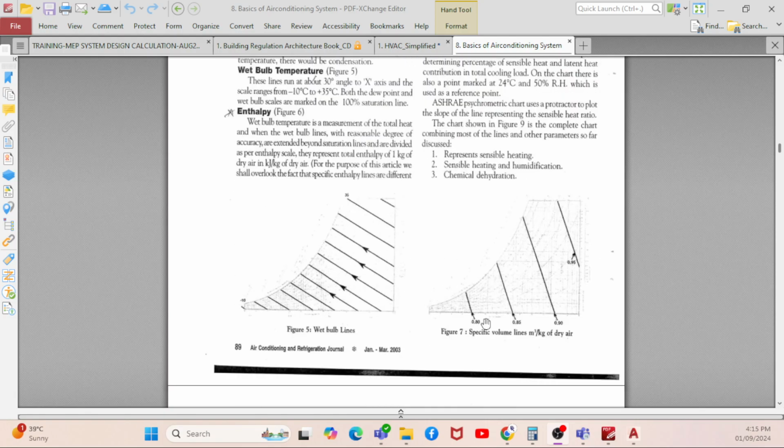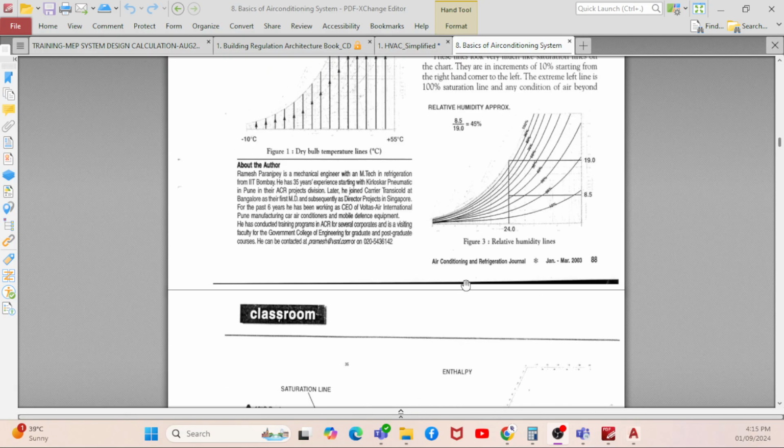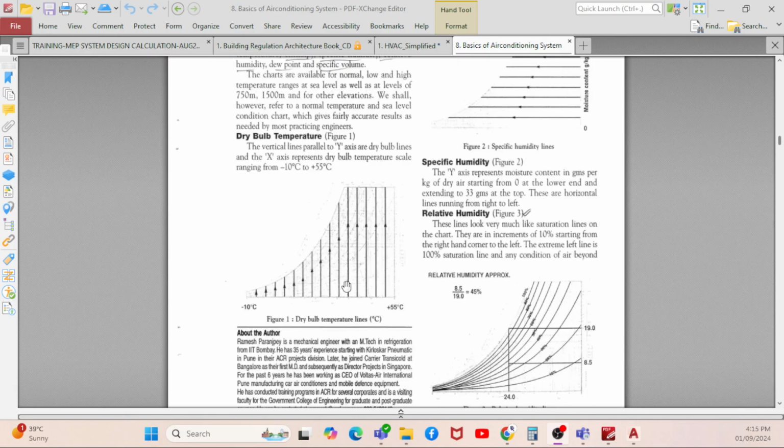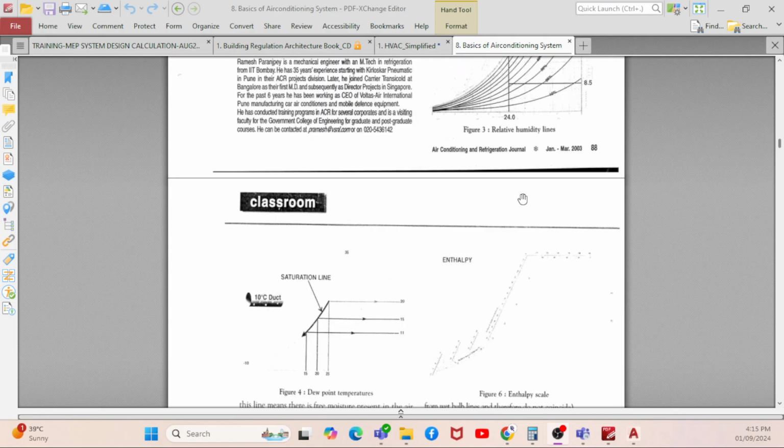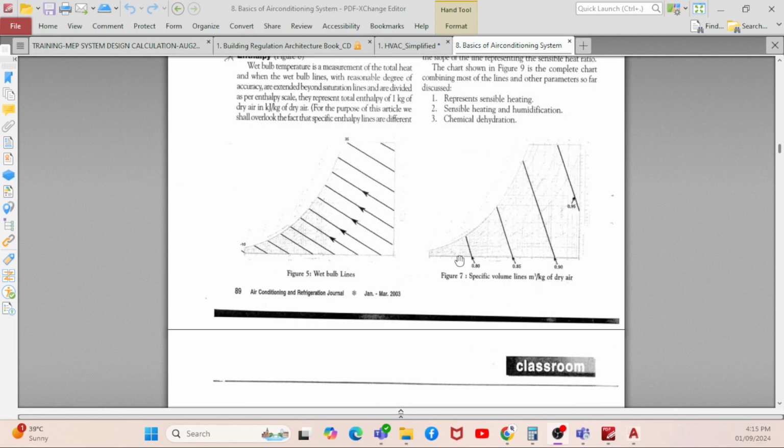From here you can observe, if you go to this particular psychrometric chart, you can read the dry bulb temperature, the moisture level, and the relative humidity lines. So this is very, very important. If you are going for interviews, somebody may ask you to draw the psychrometric chart and tell where the dry bulb temperature is, how you will measure wet bulb temperature, and how you will measure specific volume and why it is required. Maybe they ask some of these questions.